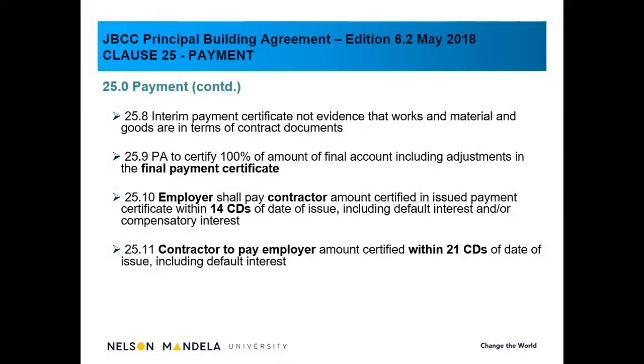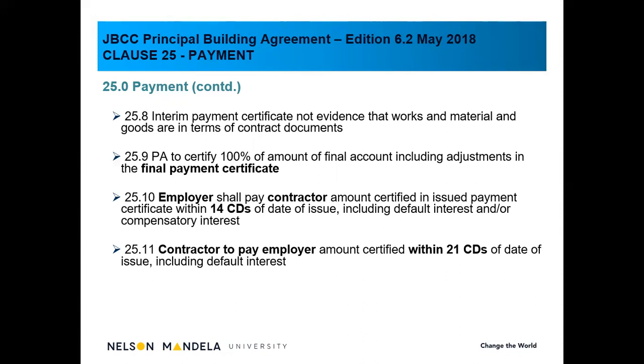Clause 25.8, interim payment certificate, not evidence that work and material and goods are in terms of contract documents. So if I issue a payment certificate, it is not to say that the quantity surveyor is happy with the standard of work. I'm not in a position as a quantity surveyor to say to the contractor, I'm not going to pay you for that substandard plaster on the 10th floor. However, I will value that plaster and I will include it in my certificate.